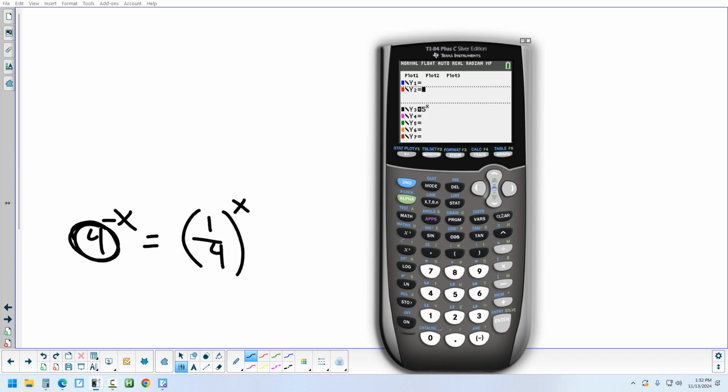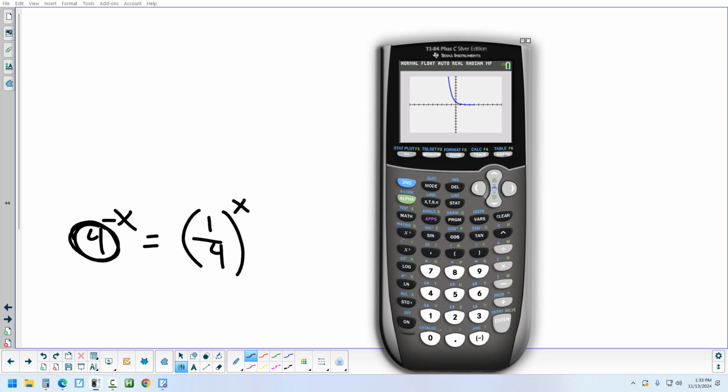Now, let me graph it and show you that those two things look exactly the same. Take 4, raise it to the negative x. And why can't we have negatives again? It's going to make it more confusing to analyze. The negative is going to make it more complicated. So this is like a convenience thing? Yes. So what I'm graphing on the left is 4 to the negative x.